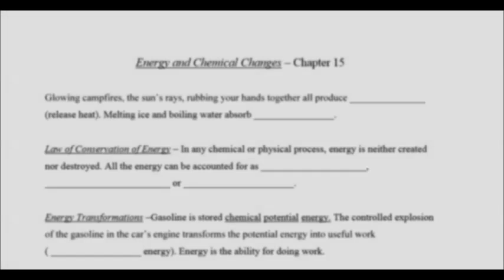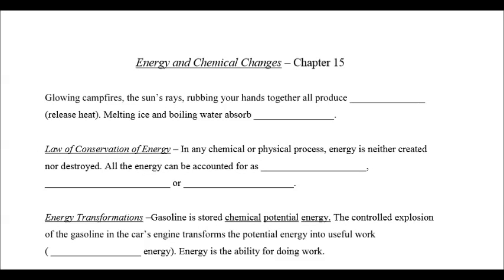This is Chapter 15, Lecture number 1. We're going to be discussing energy and how it relates to a chemical change. Essentially, it's going to boil down to endothermic and exothermic reactions. Campfires, the sun, and rubbing your hands together all produce energy, which means they release heat. But if we melt ice or boil water, we have to absorb heat. So this topic today deals with heat.